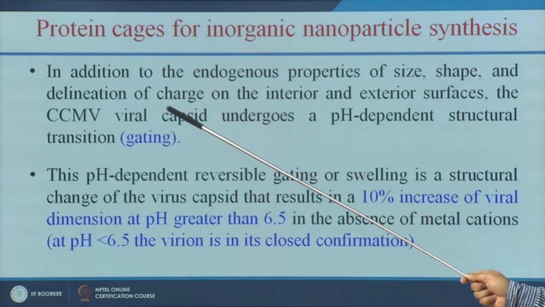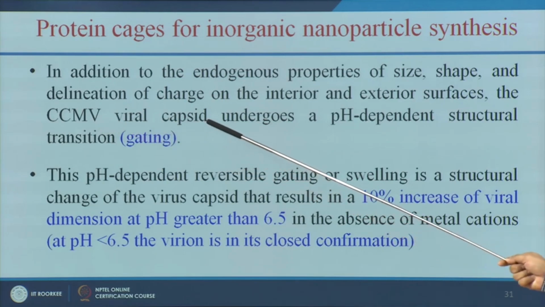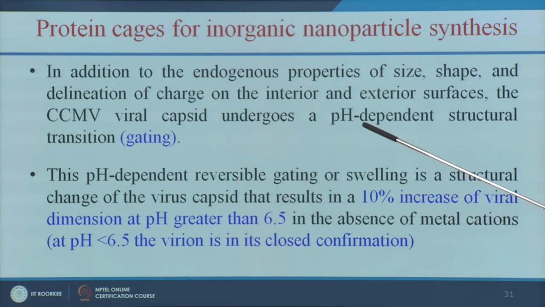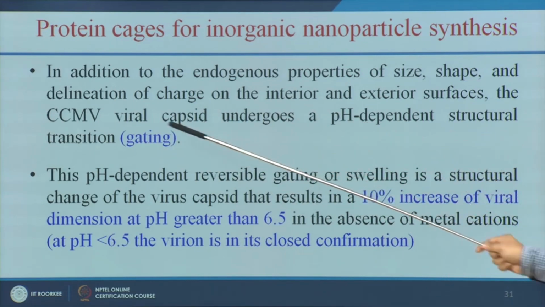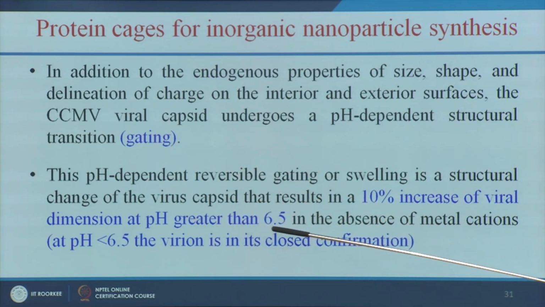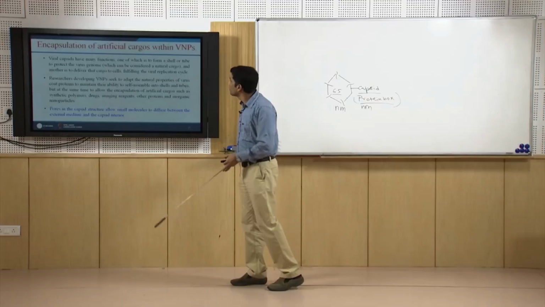So another important property of this CCMV viral capsid is it has the property of gating. So what is gating? It is a pH dependent structural transition, that is called gating. If the pH is greater than 6.5, there will be a 10% increase of viral dimension, and it can easily allow any materials to go inside.